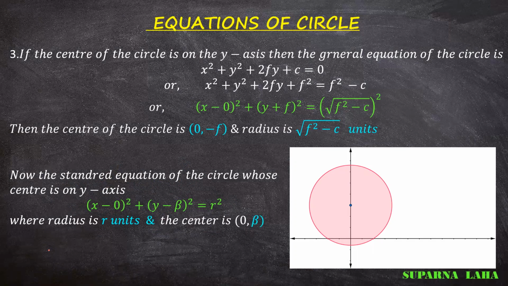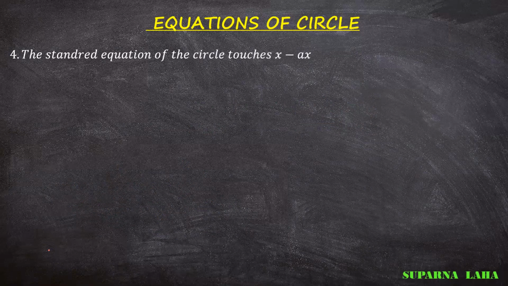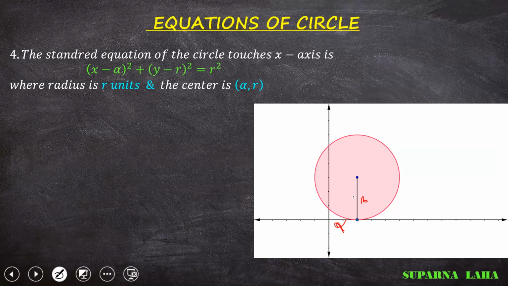Now, the fourth form. So what is the fourth form? The fourth form is the standard equation of the circle touching the x-axis. So any circle is given, it just touches the x-axis. So what should be its equation? It touches the x-axis, meaning in this way. If I take this as alpha and this as beta, so this is alpha comma beta, and look at that beta. Beta is what? It is the radius. So I can write this equals r.